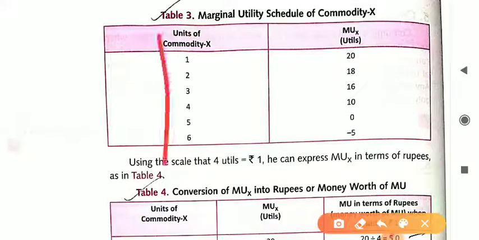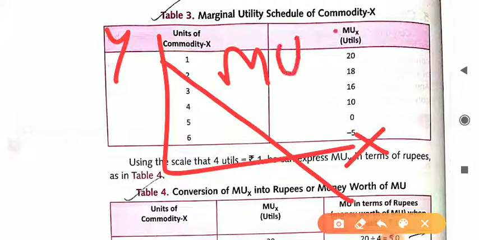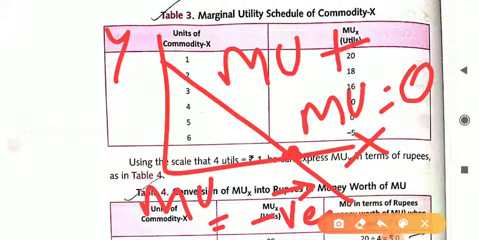This is our x-axis, this is our y-axis, this is our marginal utility curve. In this portion MU is positive but falling. At this particular point MU equals 0, and at this point MU is negative. So this is our marginal utility diagram.